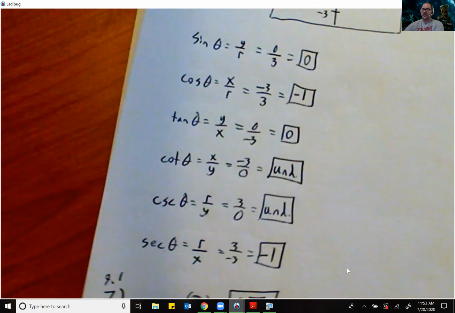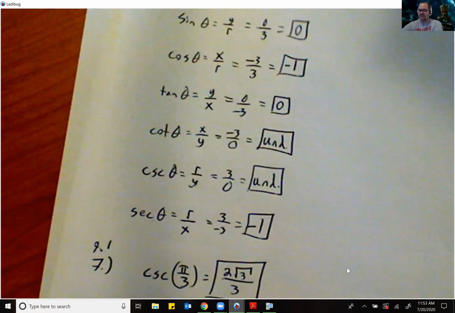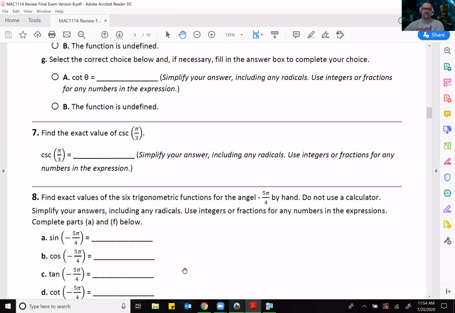Now, when we get to the next question, so again, this is 9.6. The next question is still a 9.6 question. Just double checking something real quick. Okay, yep. All right, so here they want us to find the 6 trig functions for this guy. So number 8, still 9.6. Almost done with chapter 9.